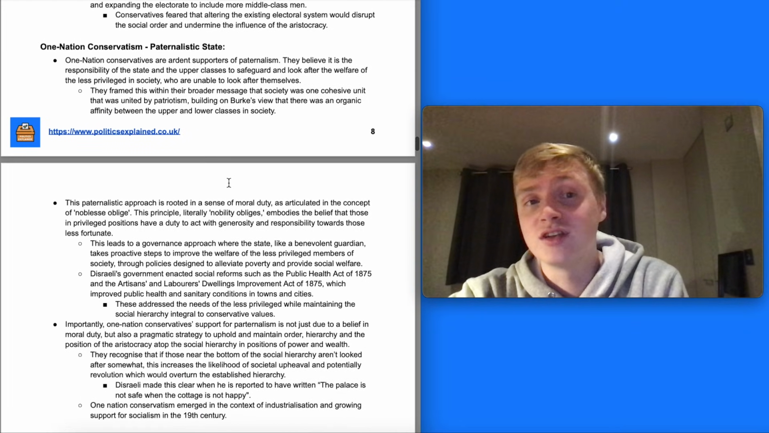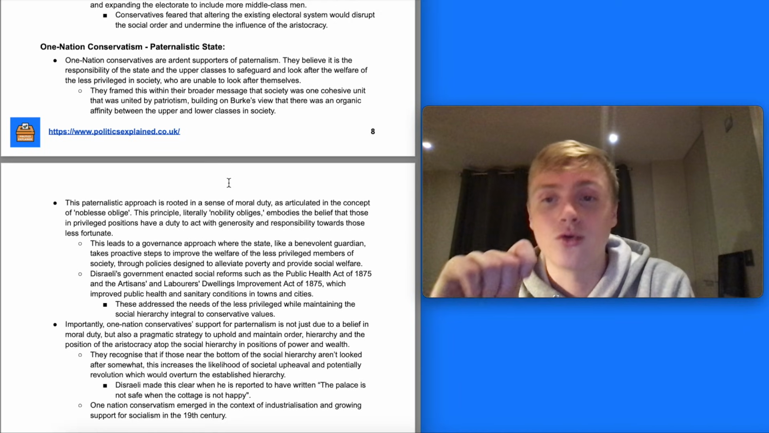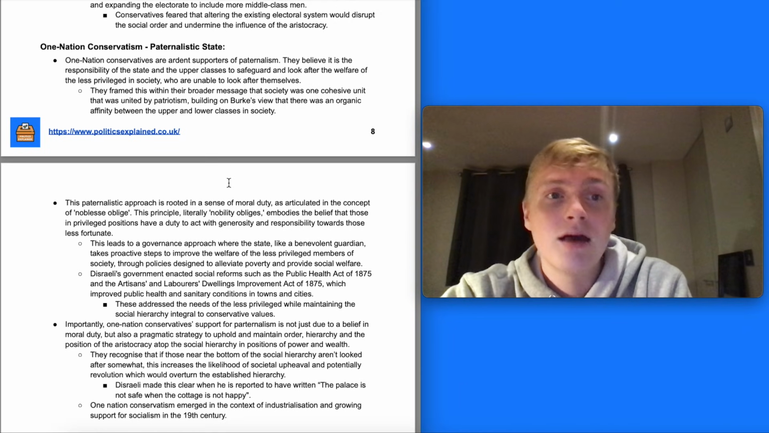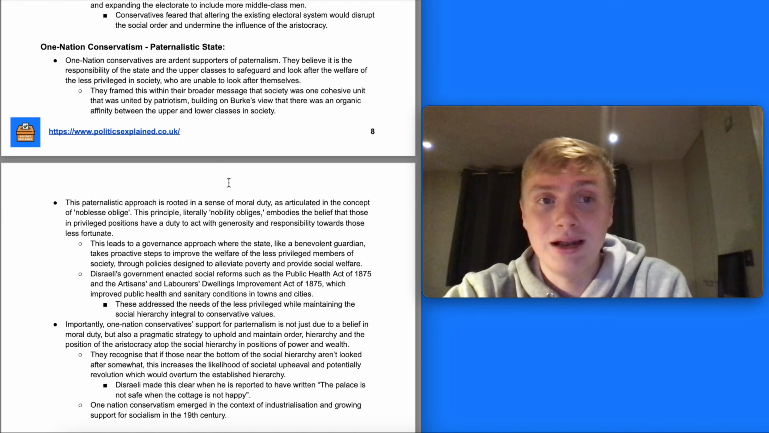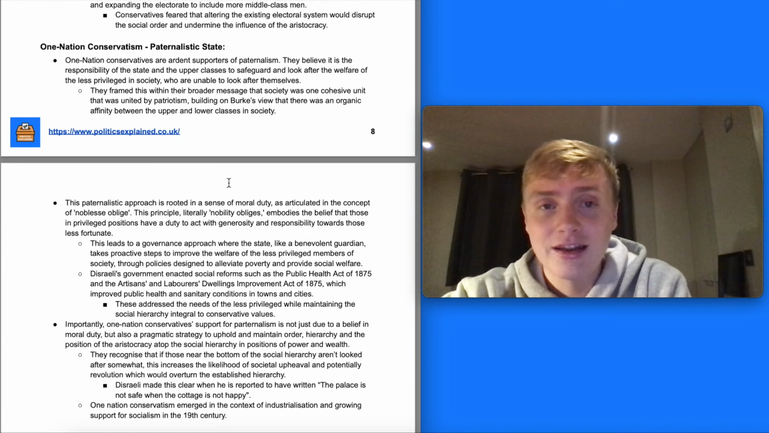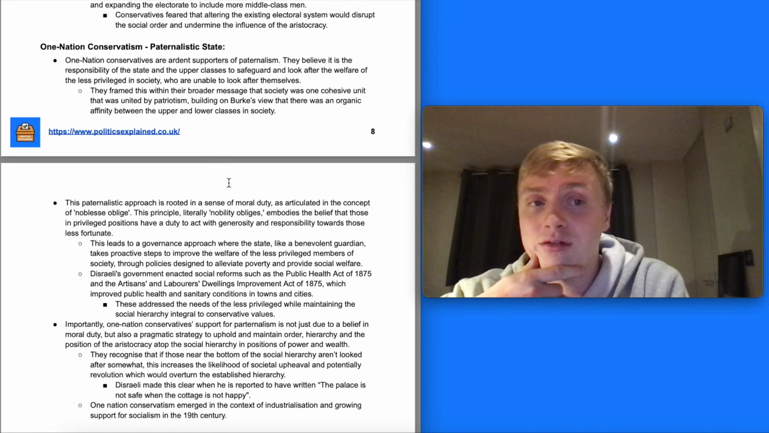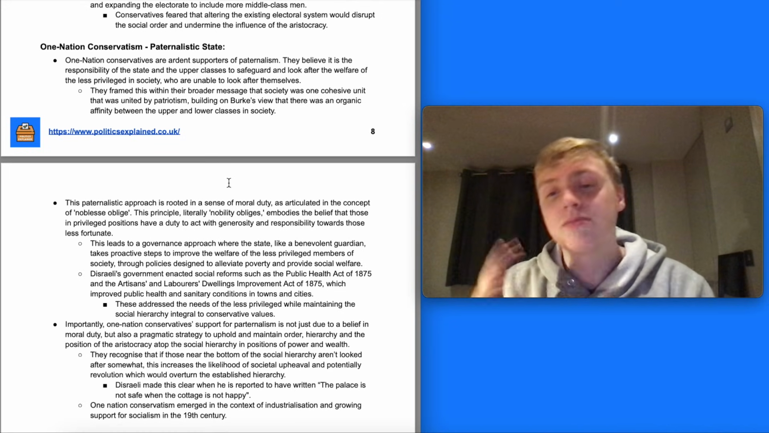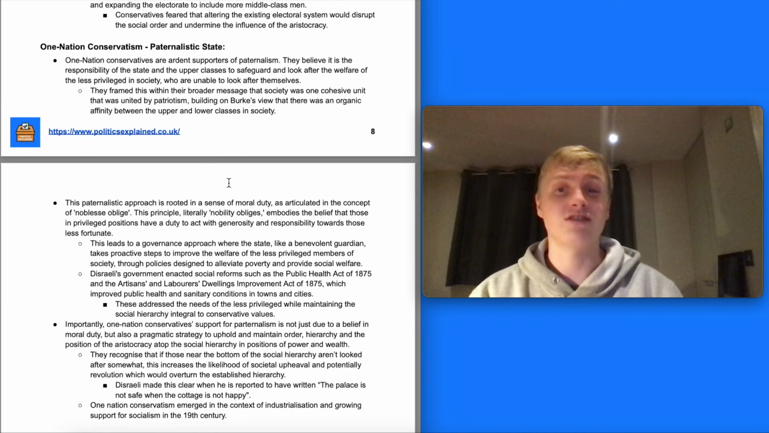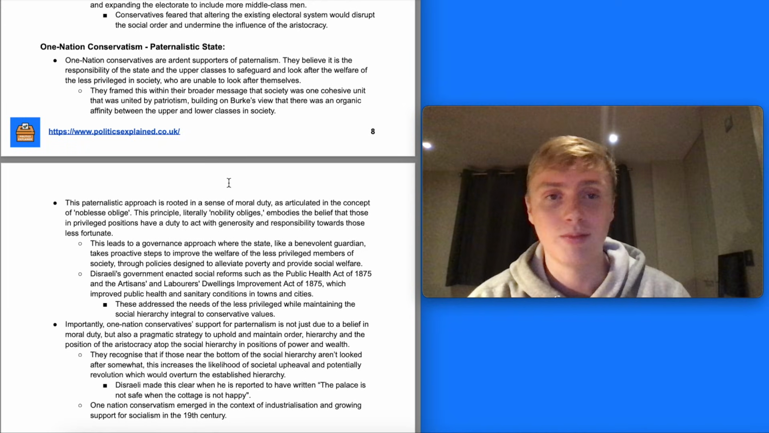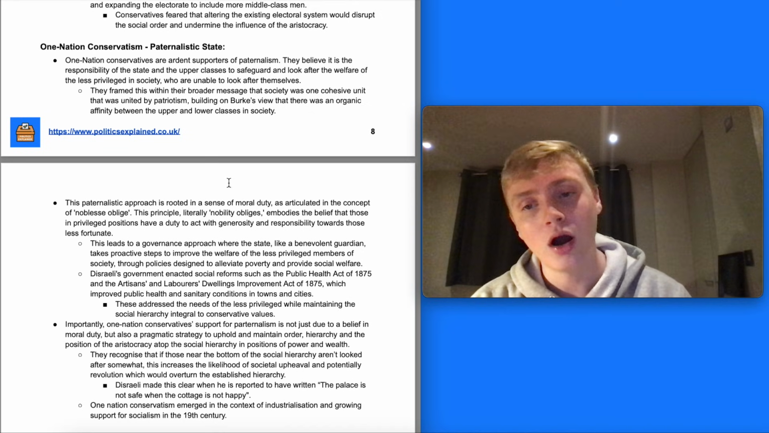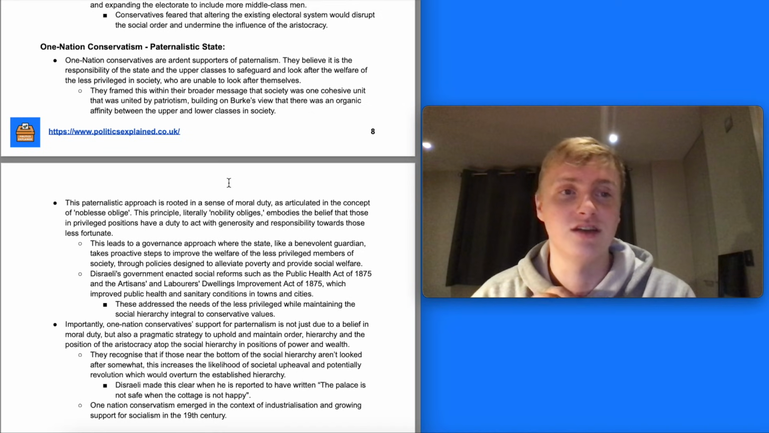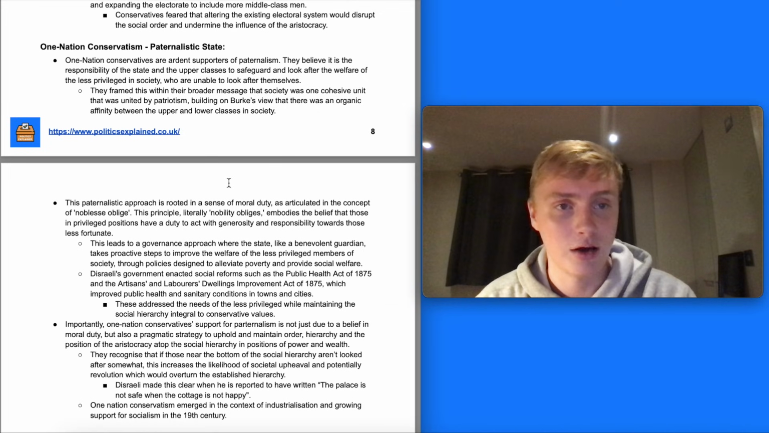For One Nation conservatives, paternalism is central to One Nation conservatism. They are supporters of paternalism. They believe it's the responsibility of the state and upper classes to safeguard and look after the welfare of the less privileged in society who are unable to look after themselves. So it's a bit of a departure from this traditional conservative authoritarian vision that the state knows what's best and should be listened to, to a more philosophically driven idea of paternalism, that the state should really look after its citizens as they're unable to look after themselves.